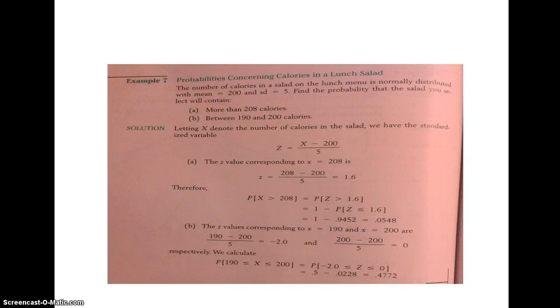And part C, what proportion? We know proportion is approximately the probability. So whatever you found in answer A, that will be the answer for C.